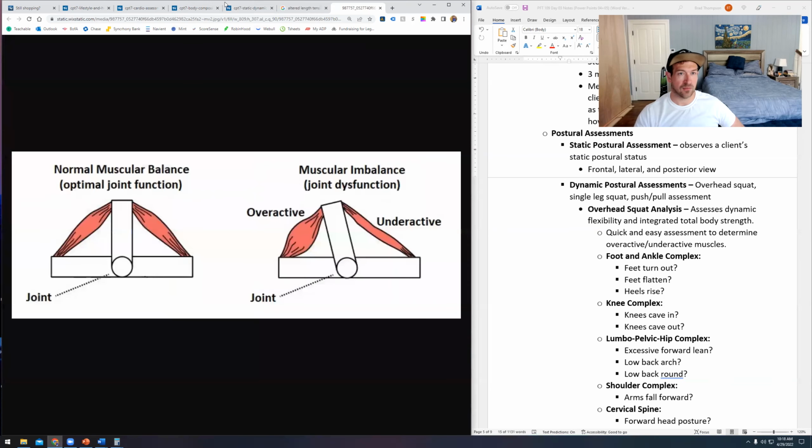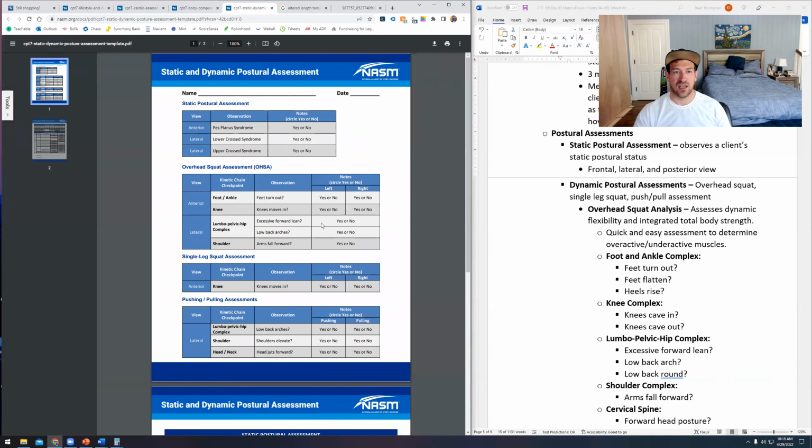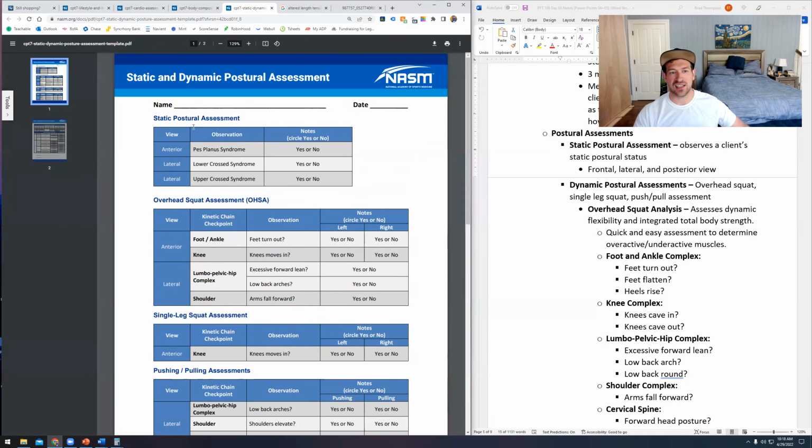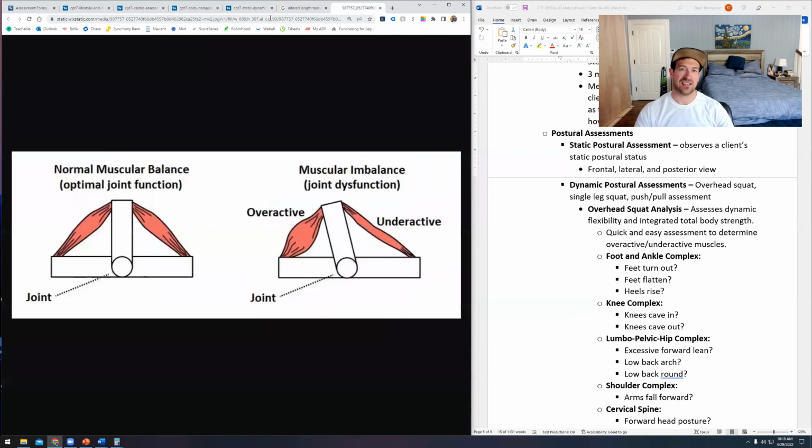Now, we might start with a static assessment. Okay, if we go over here, we look at this assessment form. You can see the static assessment. We're going to look for 3 different things. We're going to look at the anterior view for pes planus syndrome, aka pronation distortion syndrome. That's going to look like this.